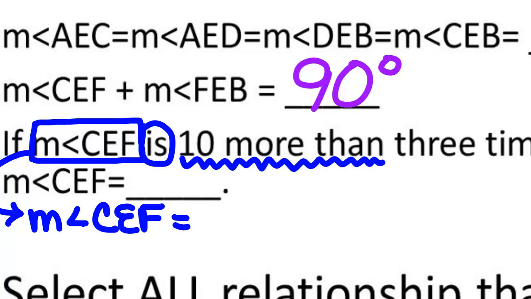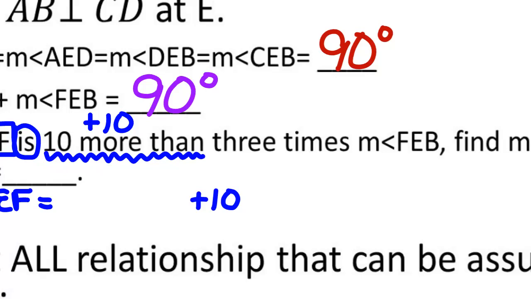If it says 10 more, what operation are we doing? I have 10 more dollars than you and you have $15. Addition. So we're going to plus 10 onto something. So I'm going to put a plus 10 at the back because I need that thing first, and then I'm going to plus 10 on top of it. What comes after that?